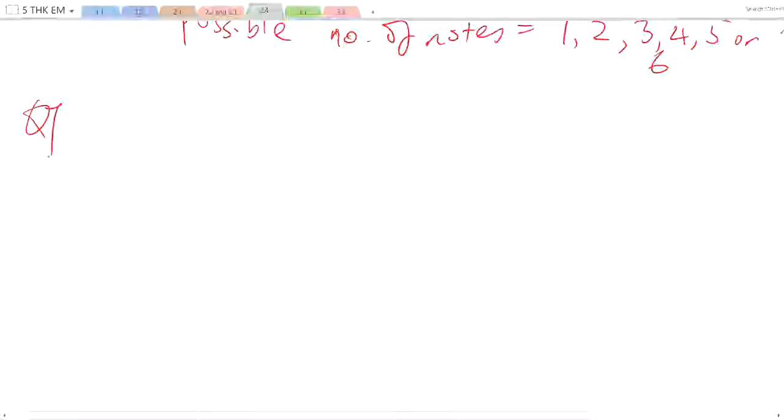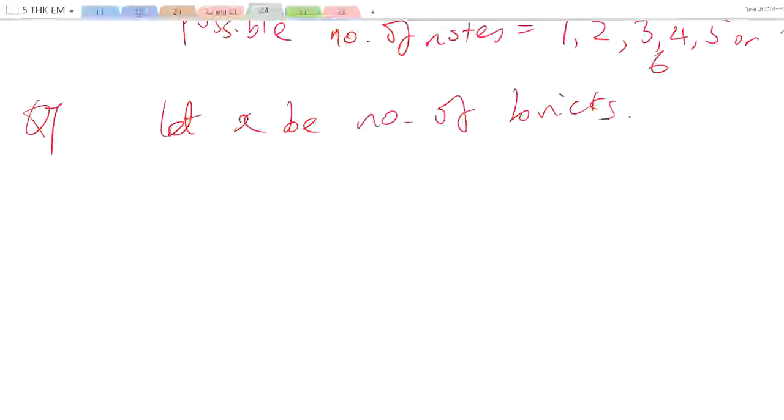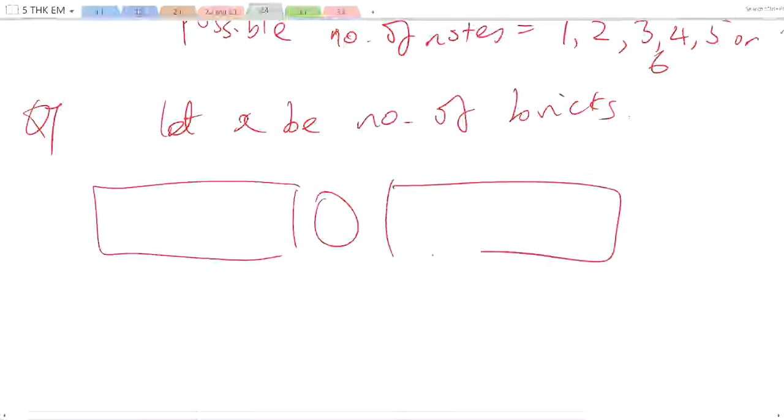Each brick 5 cm. Total length must be greater than 28 cm but less than 40 cm. So how many bricks? Let X be number of bricks. Is it difficult? No, you follow my instructions, follow my rules. It will be very manageable. So each brick 5 cm long, right? We've got X number of bricks. The total length must be greater than 28 but less than 40.